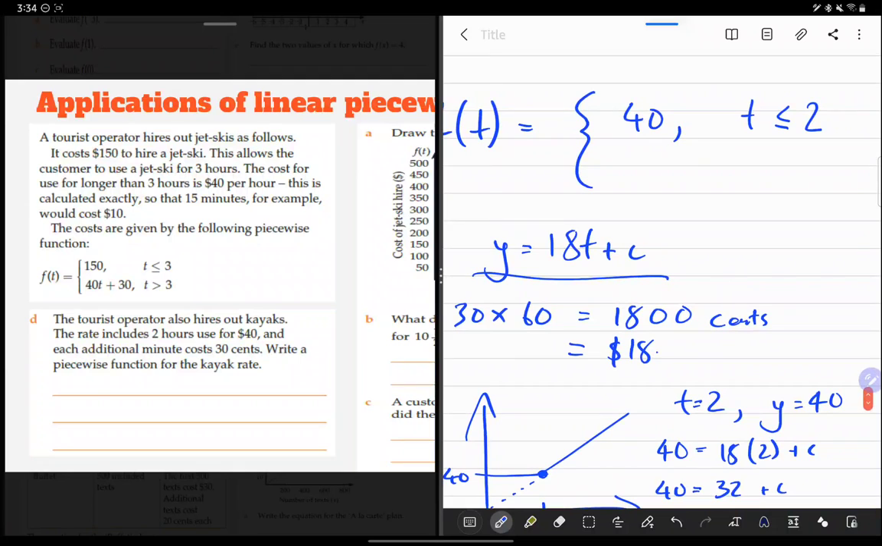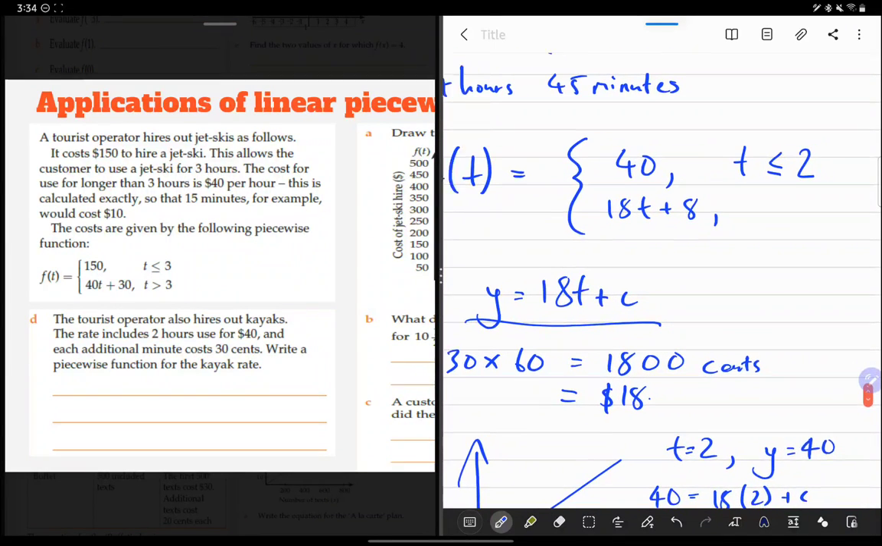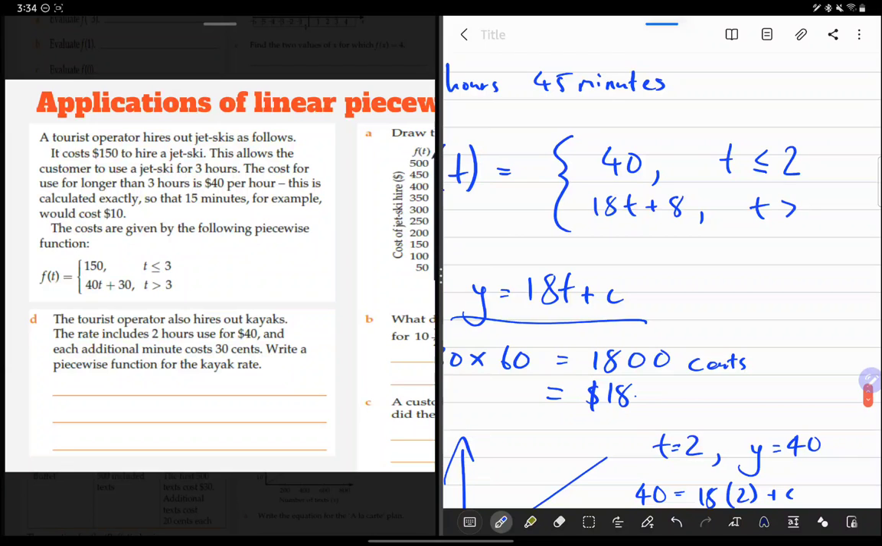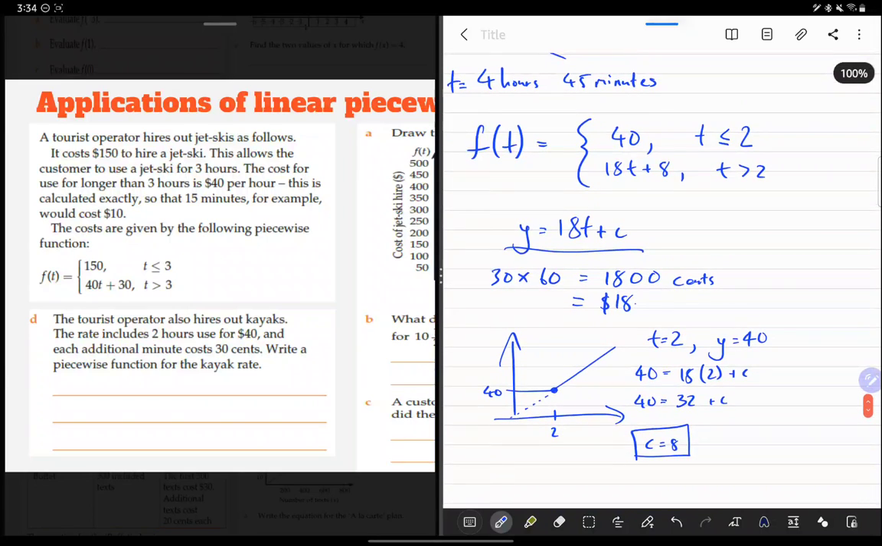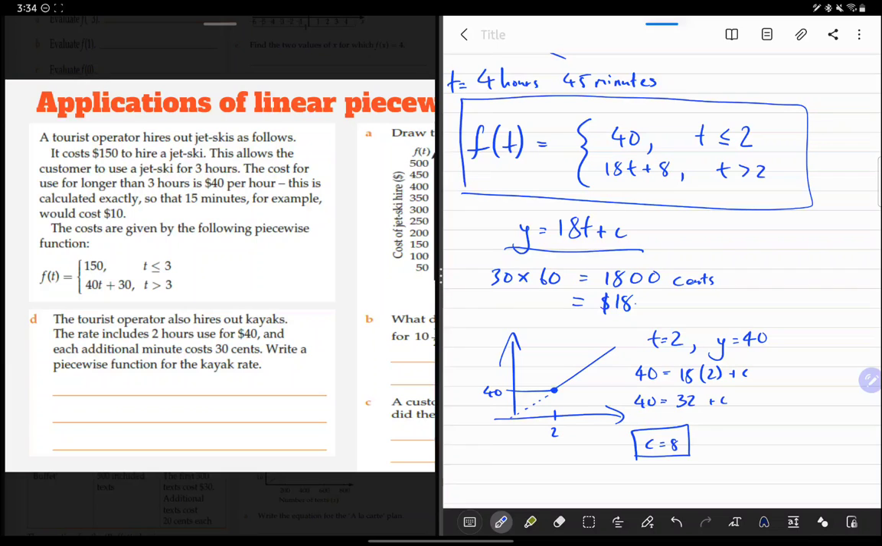C equals 8. So here it is. We know it should be 18t plus 8, right? Yep. When t is greater than 2. And boom, that's how you write it, right? So this is just pretty much finding a linear equation, which is the chunkiest bit of this. But then we're just piecing it together in this format, as a piecewise. So we just have to make sure we know what these mean and how to write it as such. Cool.